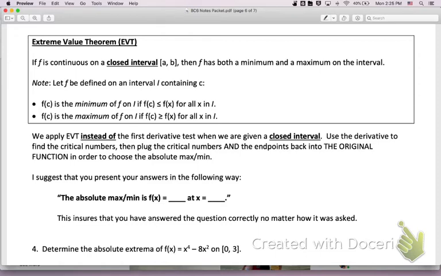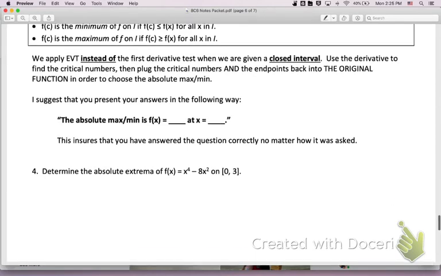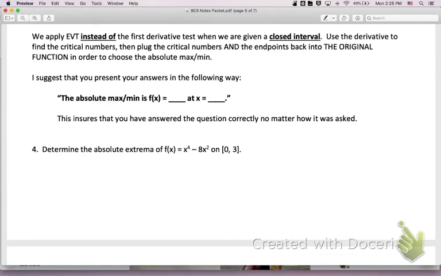We've seen this with the rate in and rate out problems and those sorts of things, which we're going to come up to in the next couple of units. All right, so this we've talked about before. I would always write your answer in the following way. I would make the statement that the absolute max or min is f of x equals blank at x equals blank. This way you're giving both the value and the location. So if you're not sure, is it asking where or is it asking what? You've at least clearly stated both things, and you're going to make sure that you answer the question correctly regardless of how it was asked, okay?